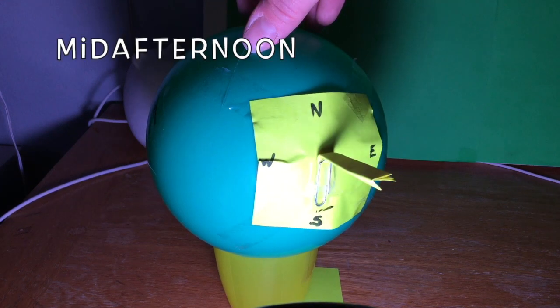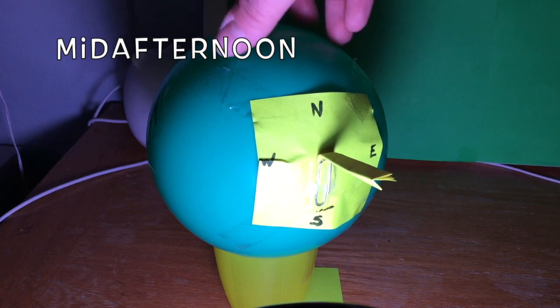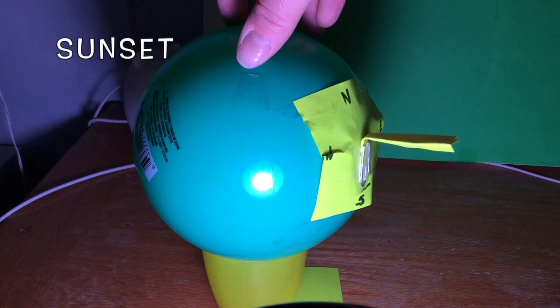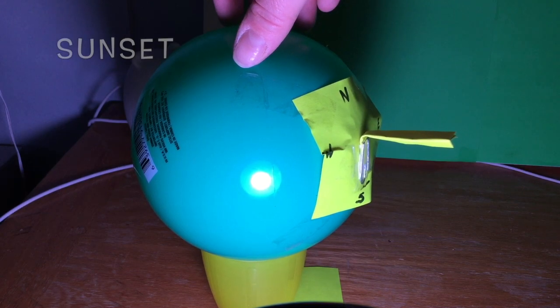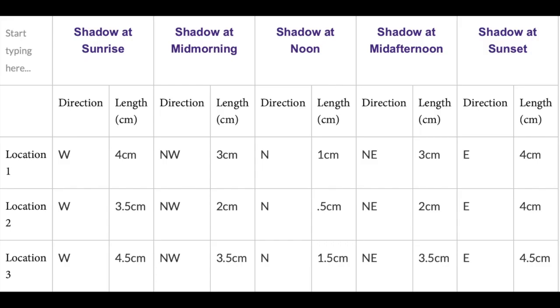Mid-afternoon, the shadow is pointing northeast and is 3.5 centimeters long. Sunset, the shadow is pointing east and is 4.5 centimeters long. Now compare the data for all 3 locations. What patterns do you see?